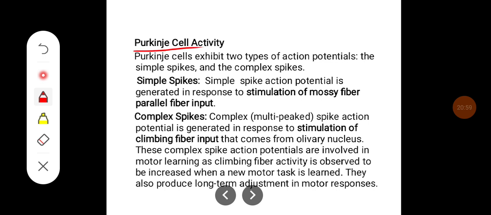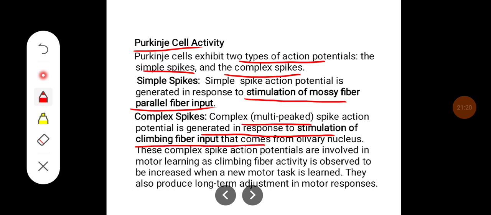Purkinje cell activity. Purkinje cells exhibit two types of action potential, that is the simple spikes and complex spikes. Simple spike action potential is generated in response to stimulation of the mossy fiber parallel fiber input. The complex spike, that is the multi-peak spike action potential, is generated in response to stimulation of the climbing fiber input that comes from the olivary nucleus.